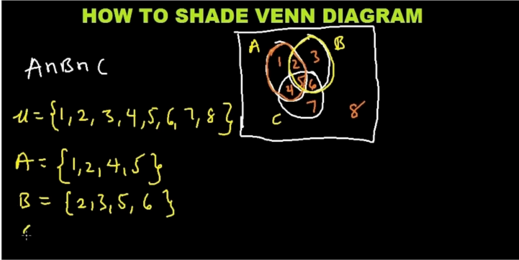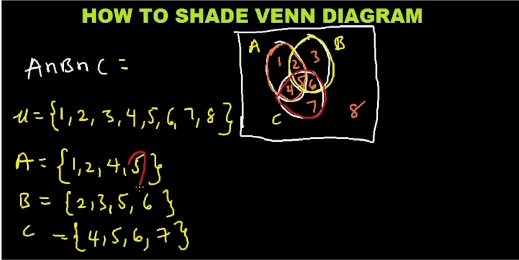Then for C, what are the ones that pertain to C? All these ones you could see here, that is C. So I have 4, 5, 6, 7. So what is the intersection of all of these? What is common to every one of them? That's 5, I think. Yes, that's 5. 5 is common to everybody. So where do you shade? You shade 5.